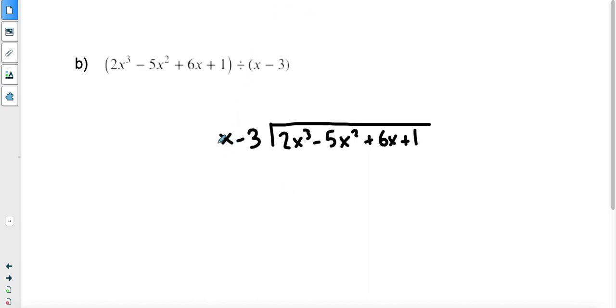Okay, so let's start with the x. x times what gives you 2x cubed? Well, x times 2x squared gives you 2x cubed. And now what do we do next? I'm going to multiply this by x minus 3. And when I do that, 2x squared times x is 2x cubed. 2x squared times negative 3 is negative 6x squared.